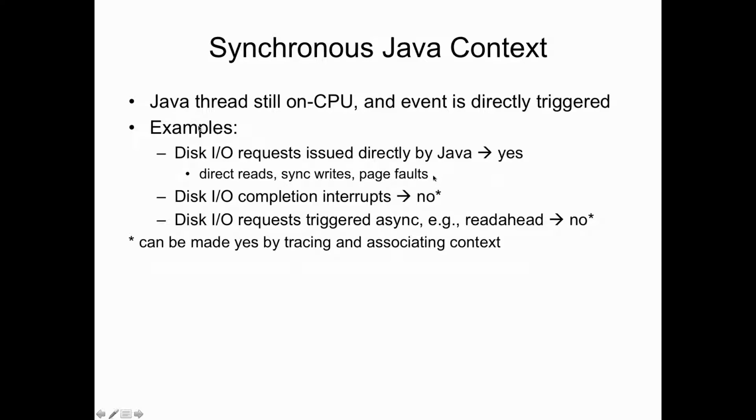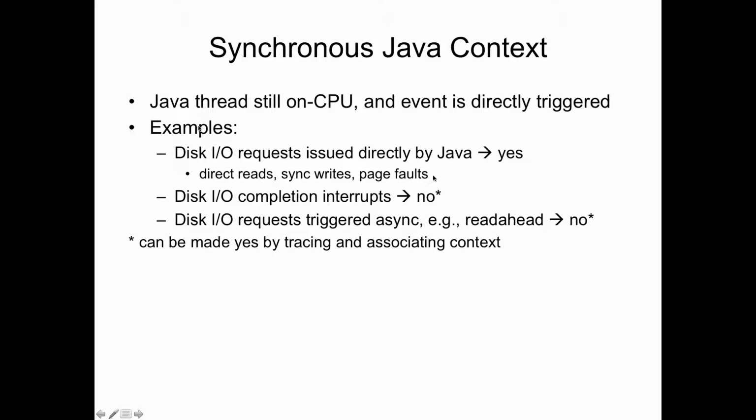If I want to know who in my Java code is doing disk completion interrupts, that's not going to work. When a disk I/O completes, Java's long gone. It's just the kernel that's running on CPU. It's probably the idle thread. So if you try and capture the Java stack on the completion interrupts, you won't find it. What about disk I/O requests triggered by some asynchronous task? Let's say I'm reading a file sequentially, the file system on the completion interrupt then says, you keep reading the same file in a row, I'm going to trigger a read ahead. Well, Java could be nowhere on the scene. The file system's decided to do that. So if you try and look at this Java stack, it won't be there.